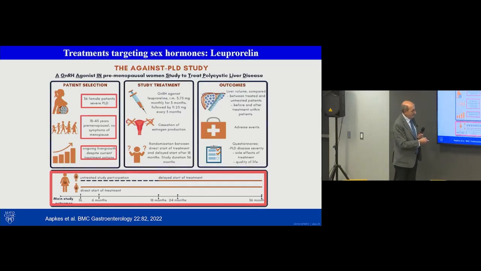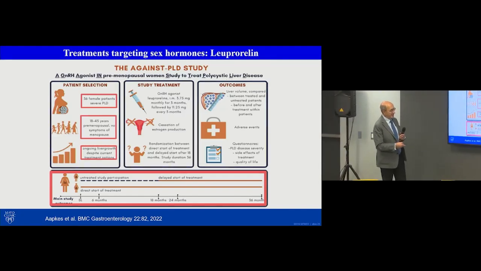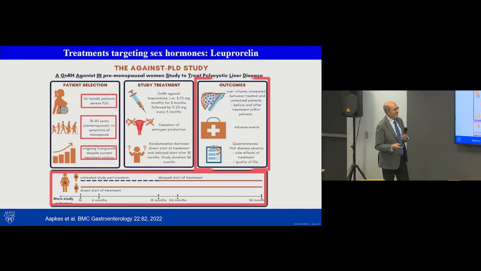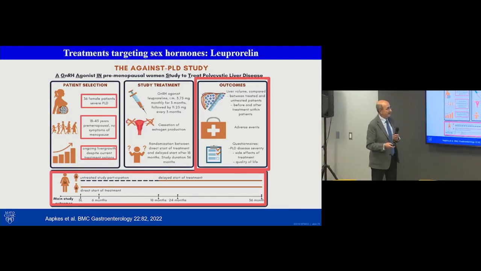Half of the patients receive placebo during 1 year, but then are switched to active treatment, and the primary endpoint is comparing the rate of growth of the liver before being treated and after being treated, and the liver growth between the two groups. So I think that will be a very interesting clinical trial once we have the result. The outcomes, of course, are liver growth, adverse effects, and patient-reported outcomes.